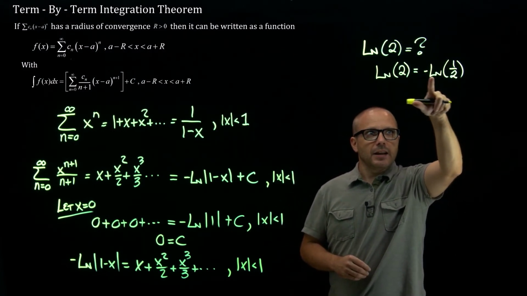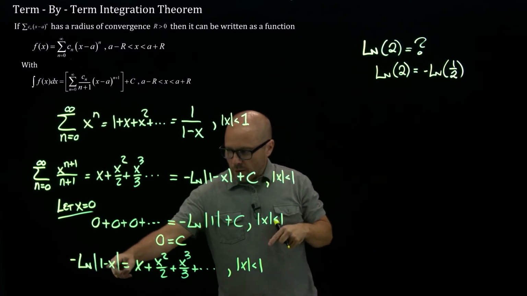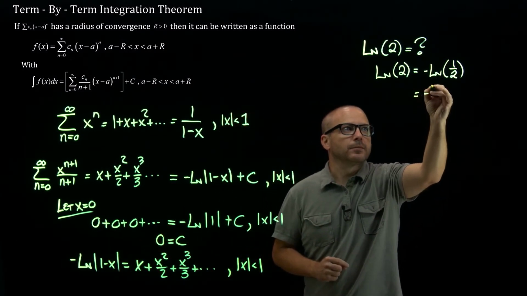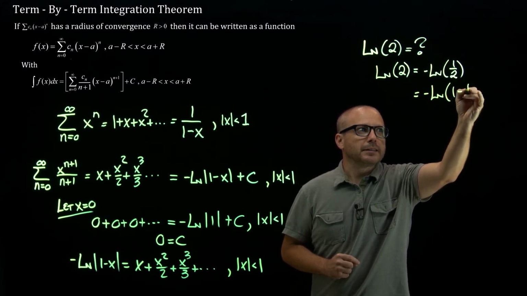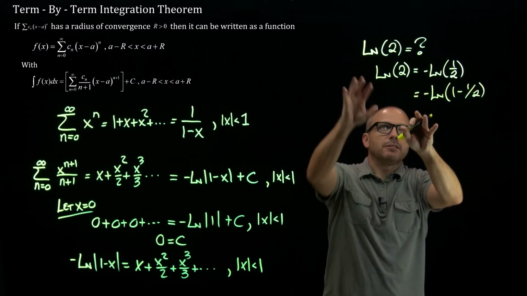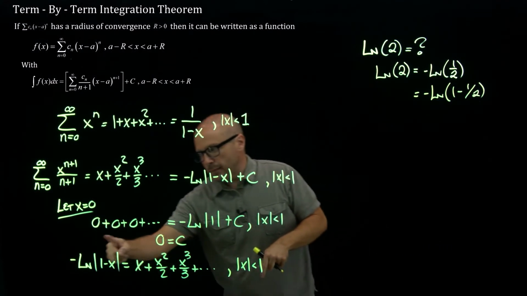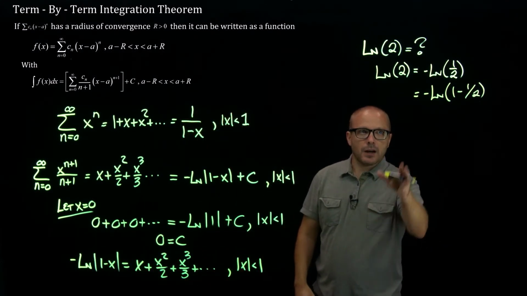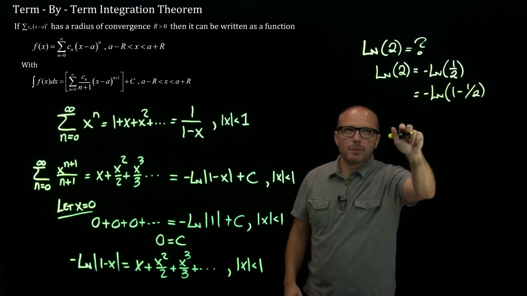I've rewritten it as a negative natural log. And I want to write the inside as 1 minus something. So a half is 1 minus a half. So now I've rewritten natural log of 2 in a format that matches the way we've got the function. Now I'll admit that's a little bit awkward right now. Don't worry too much about this.